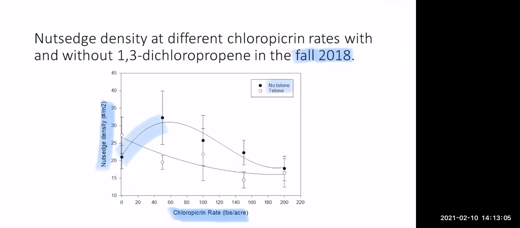We often see low rates of chloropicrin can stimulate sprouting, so your nutsedge can actually be worse if you have chloropicrin on its own at low rates. But as the rate of chloropicrin increases, you start to see this decrease in the number of nutsedge. However, if you mix telone in with it, the clear dots, you don't see that pattern. We consistently see better nutsedge control with a mix of telone and chloropicrin, and you can see this really clear curve of decreasing nutsedge as you increase the rate of chloropicrin with 15 gallons per acre of telone.